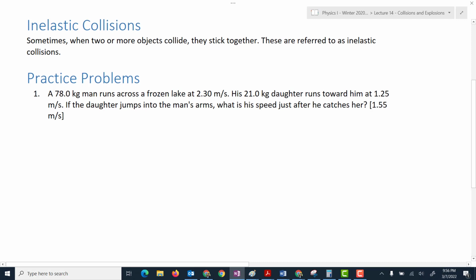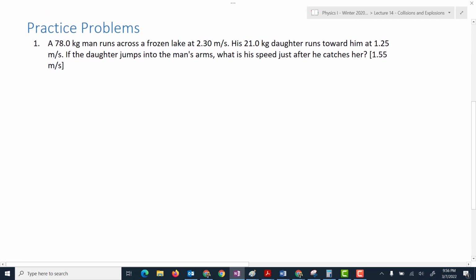All right, so let's start with our first practice problem. We have a 78-kilogram man running across a frozen lake at 2.3 meters per second, and his 21-kilogram daughter runs towards him at 1.25 meters per second. If the daughter jumps into the man's arms, what is his speed just after he catches her?